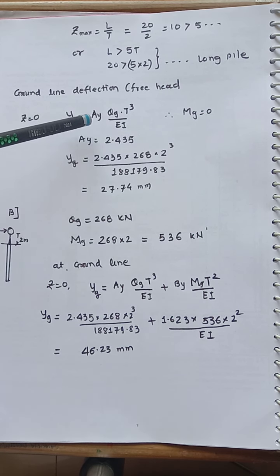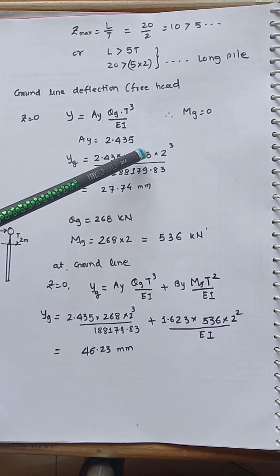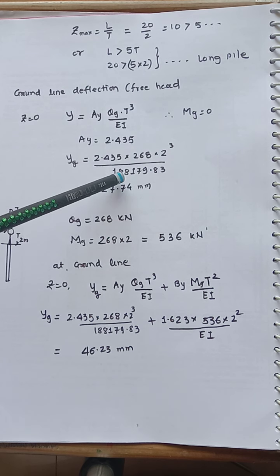So therefore y is equal to Ay Qg T cubed by EI. Here y is unknown, Qg is given as 268, and the EI value is calculated. So from this we get yg. The deflection at the surface is 27.74 mm.